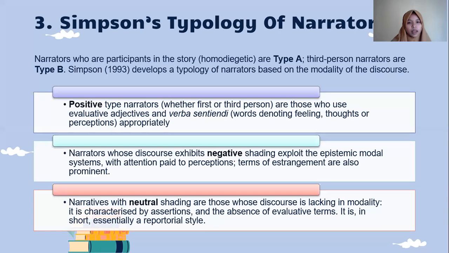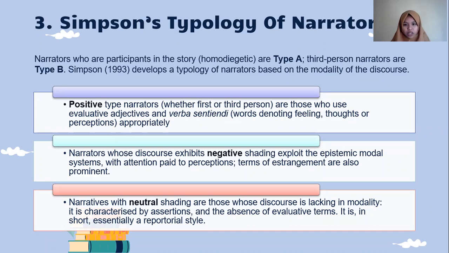And let's go to the third point, that is Simpson's typology of narrators. Narrators who are participants in the story, or homodiegetic, are type A. Third person narrators are type B. Simpson develops a typology of narrators based on the modality of the discourse. Positive narrators, whether first or third person, are those who use evaluative adjectives and verba sentiendi, that is, words denoting feelings, touch, or perception. The second type is the narrator whose discourse exhibits negative shading, exploits the epistemic modal system with attention paid to perception. Terms of enrichment are also prominent.